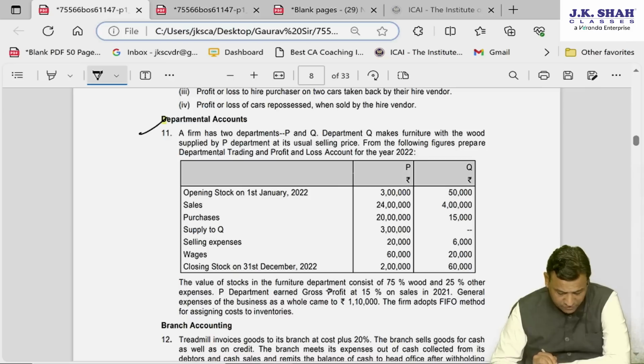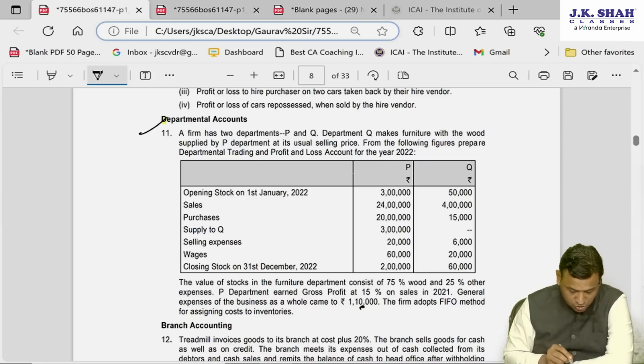The value of stock in furniture department consists of 75% wood and 25% other expenses. P department earned a GP of 15% on sales in 2021. General expense of the business came to 110,000. The firm adopts first in first out method for assigning cost to the inventories.